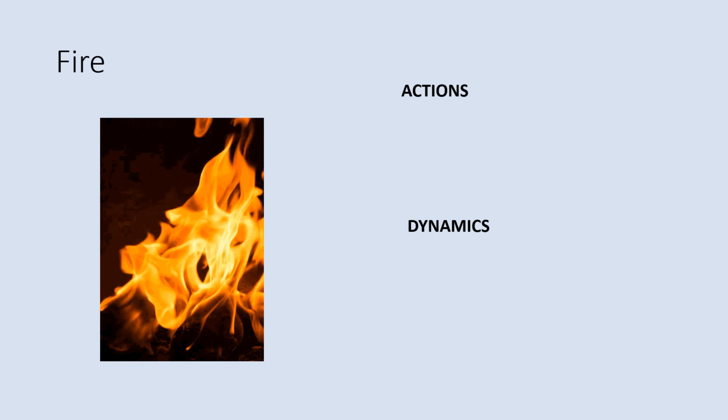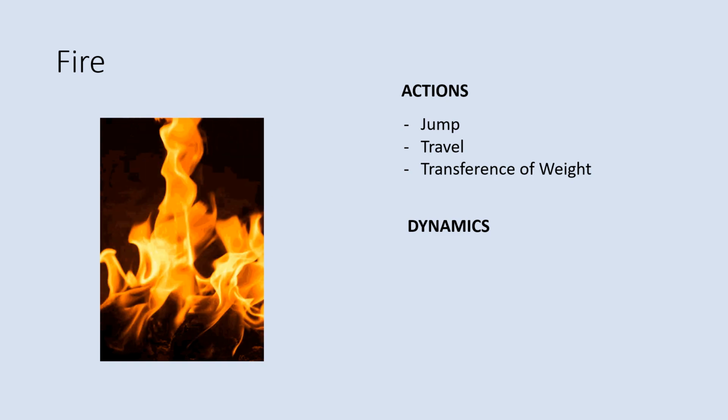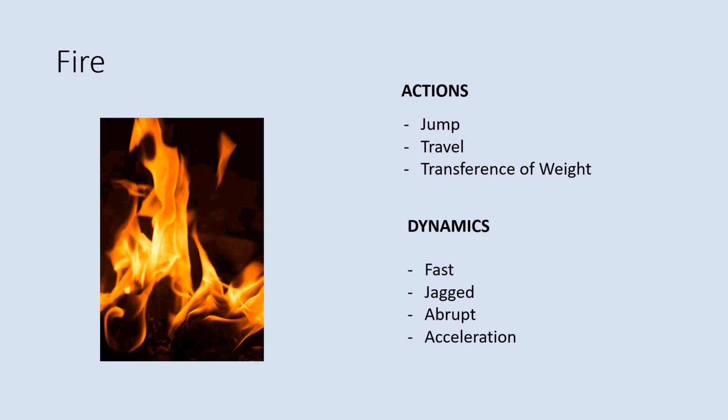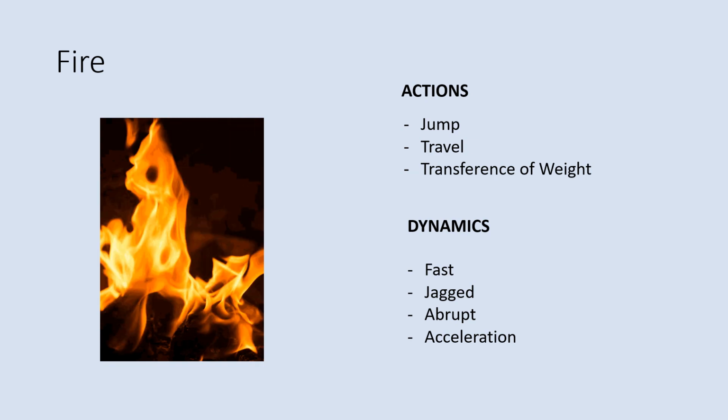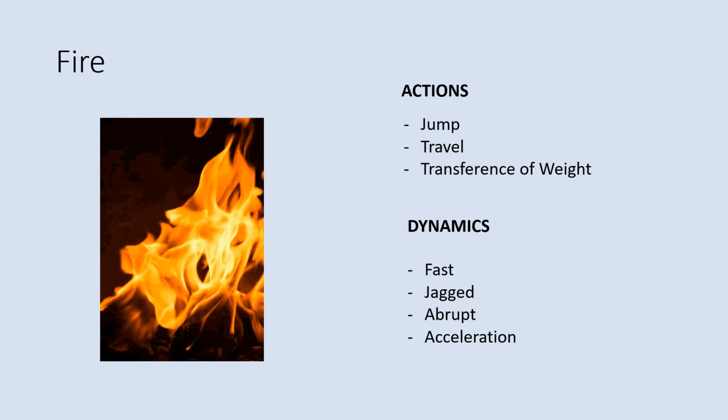Okay. Welcome back. So we're going to start with fire. I wonder what actions you got for fire. I got jump, travel and transference of weight, because a fire sort of moves all around the place. The dynamics, I said fast, jagged, abrupt and acceleration. So it's quite fast moving, a fire. They don't burn slowly, it burns kind of rapid.